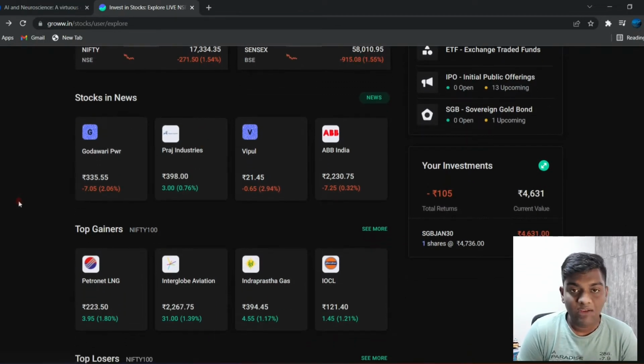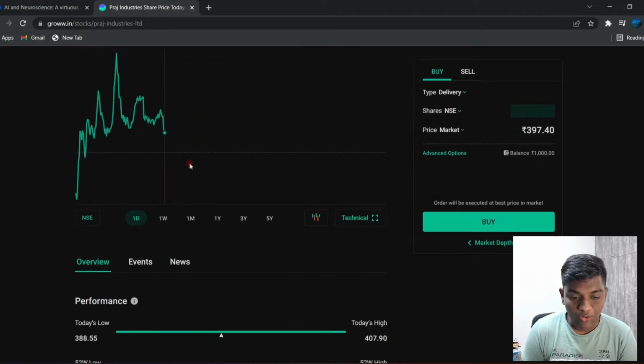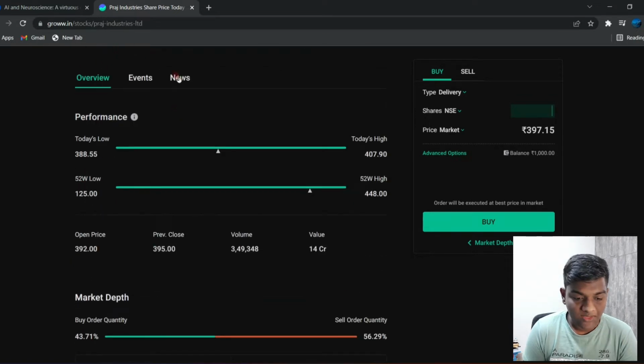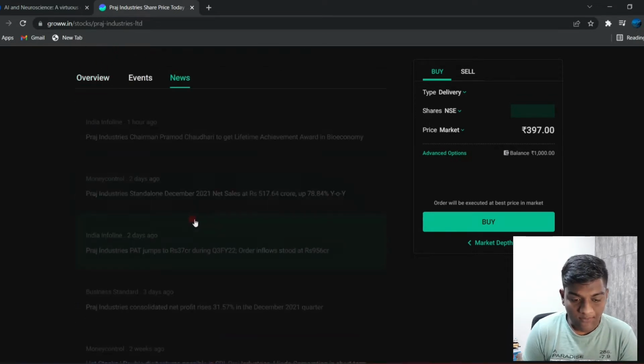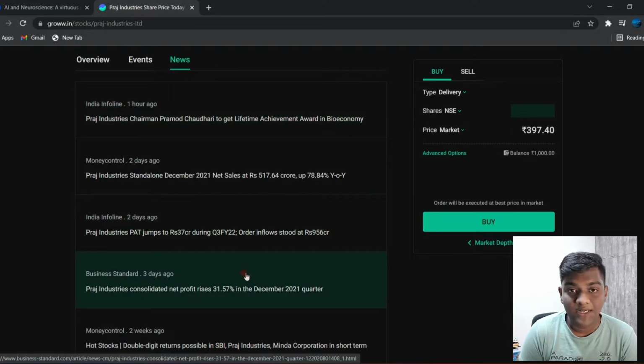So next is stocks in news. This is an interesting one. You could actually find the news of the market using Groww. There is this Praj Industries up here, under the column of stocks in news. There must be some news in the market about this company. If you open it and go to the news column, 1 hour ago there was news that Praj Industries chairman Pramod Chaudhary will get a Lifetime Achievement Award.